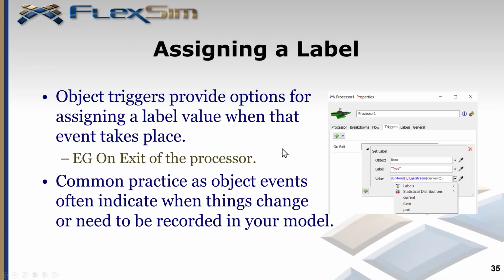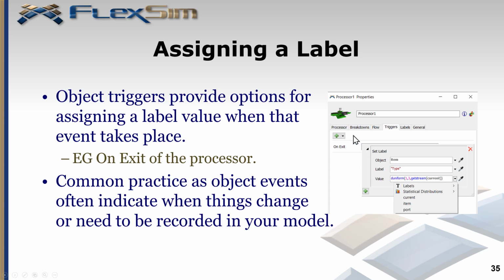Assigning a label. Typically you won't just type in the value of a label in that last screen we were looking at, but instead you'll use modeling triggers to assign a label value when the particular event takes place. For example, the on exit of a processor.